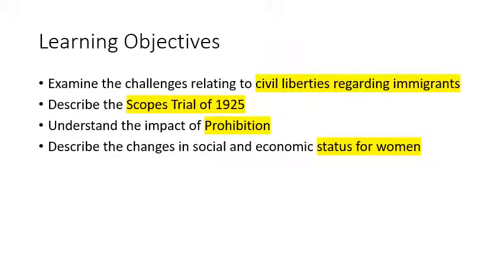Learning Objectives. Examine the challenges relating to civil liberties regarding immigrants. Describe the Scopes Trial of 1925. Understand the impact of Prohibition. Describe the changes in social and economic status for women.